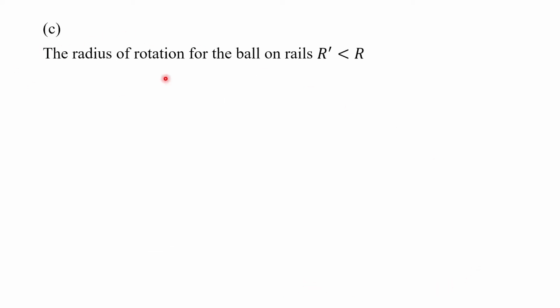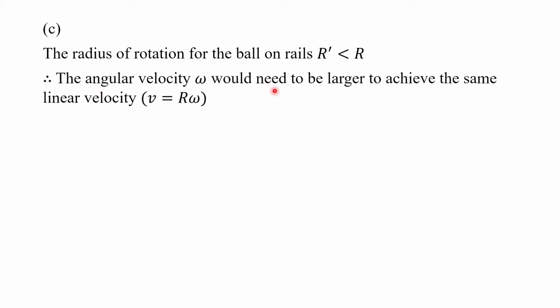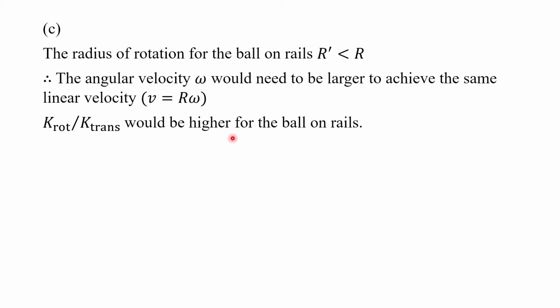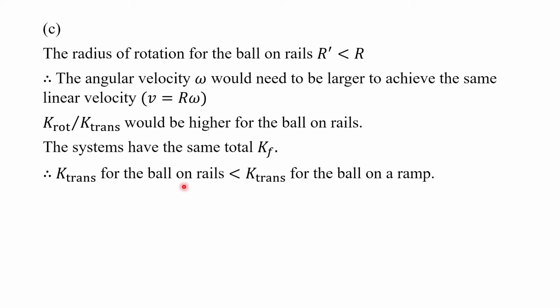Since the radius of rotation for the ball on rails is less than that for the ball on ramp, the angular speed would need to be larger to achieve the same linear speed, since v is equal to r times omega. So the ratio of rotational kinetic energy to translational kinetic energy would be higher for the ball on rails. The two systems have the same total kinetic energy in the final state, so the translational kinetic energy for the ball on rails is less than that for the ball on a ramp. In conclusion, the speed of the ball on rails is less than the speed of the ball on ramp.